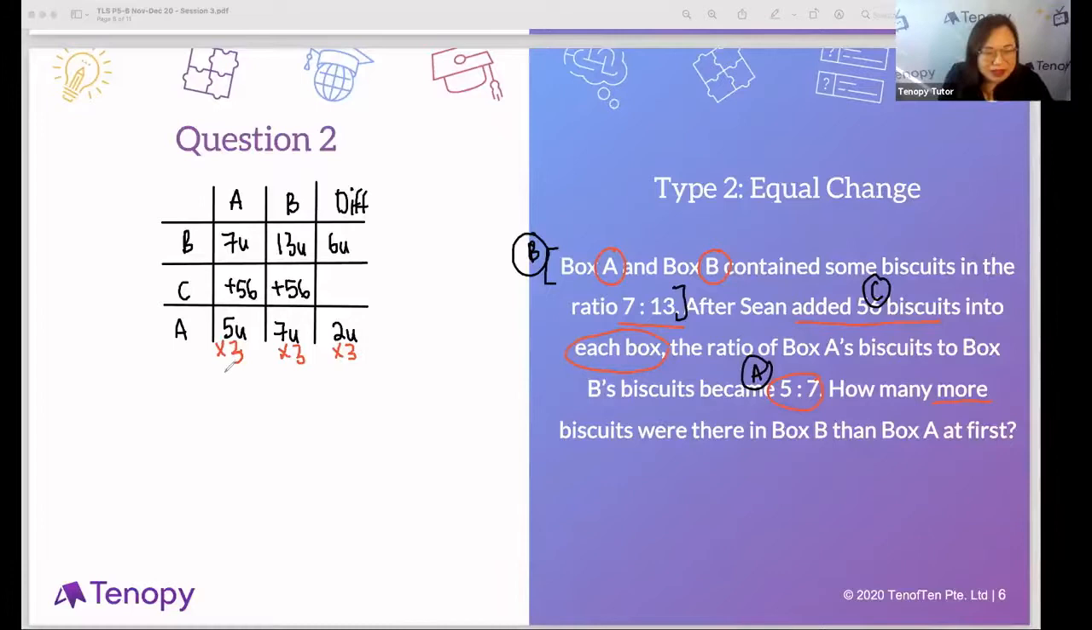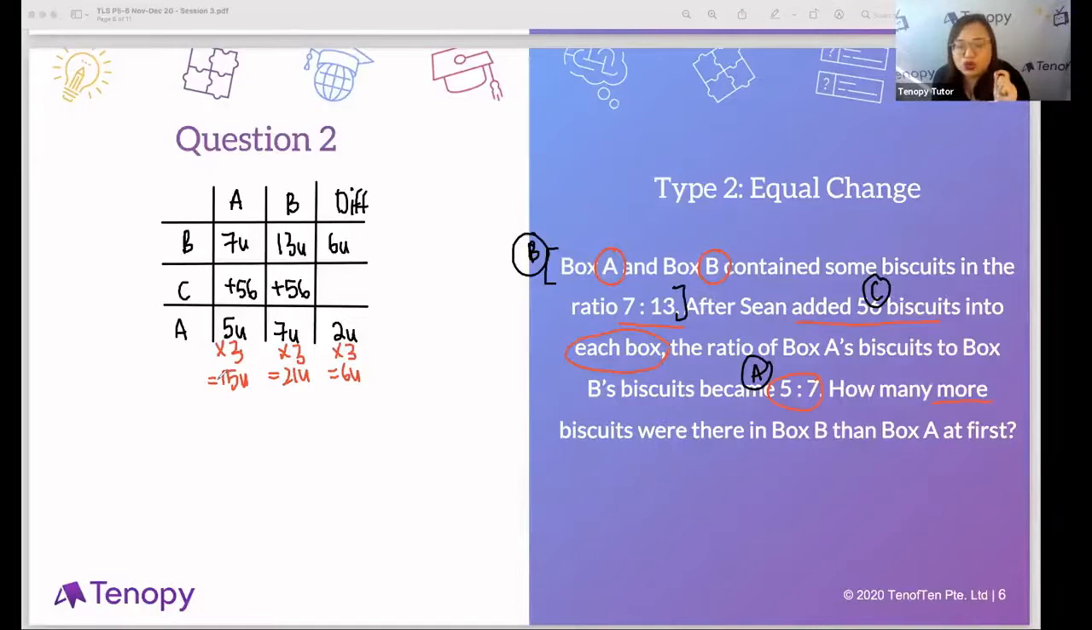Okay, so that becomes 15 units. This is 21. This is 6. So now the change is fixed. Now we can compare what represents 56. So before, you can take either A or B, it's fine.